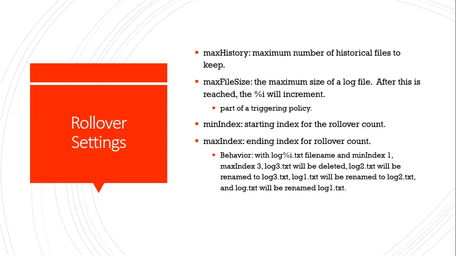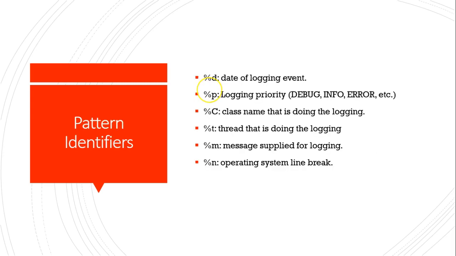Once our new log.txt hits its maximum file size, we take the old log1.txt, rename it to log2.txt. We take the current log.txt, rename it to log1.txt, and then we start a new log.txt. This keeps going, but we can't go beyond the max index. Once we go beyond the max index, it starts just deleting the oldest log file every time it creates a new log file. So this allows us to manage our disk space so that the logging file doesn't end up consuming all of our disk space and becoming a problem of its own.